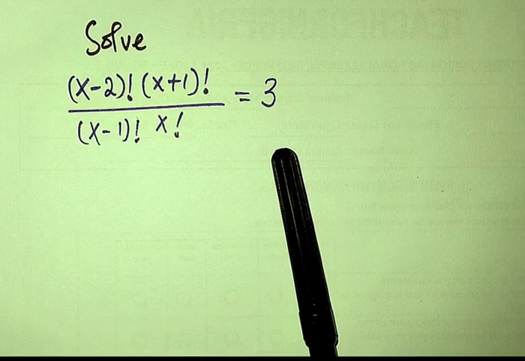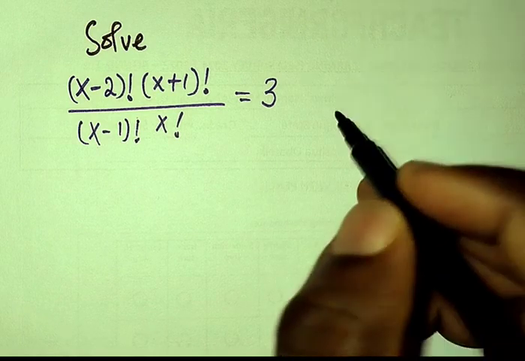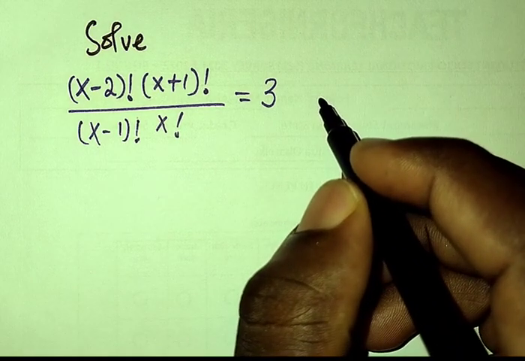Hello viewers, in today's tutorial we are going to be solving this factorial problem. So we have this equation, we are going to be looking for the value of x. So now (x minus 2)! (x plus 1)! divided by (x minus 1)! x! equals 3. So now I would like us to use this fact.